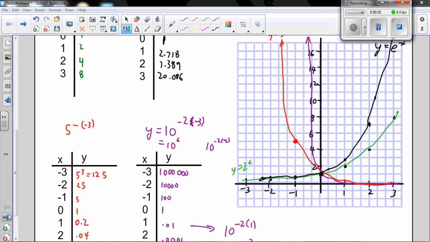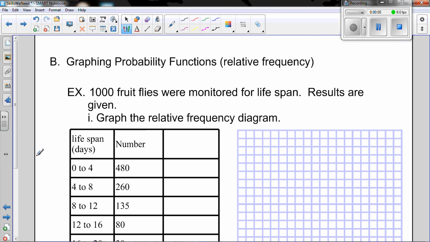All right, we're back with part two. Example two, graphing probability functions. Well, relative frequency diagrams, and that was way back in chapter two. One variable stats, which kind of goes with what our review assignment was all about.